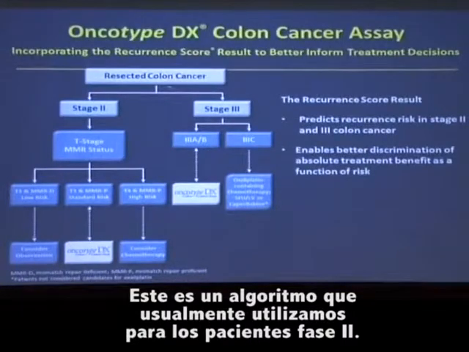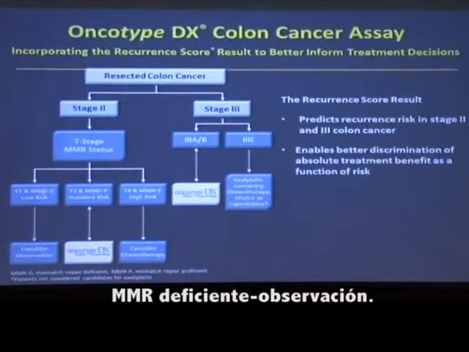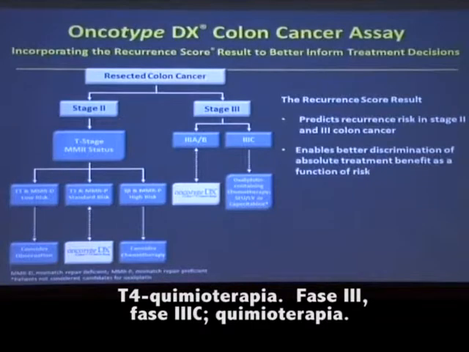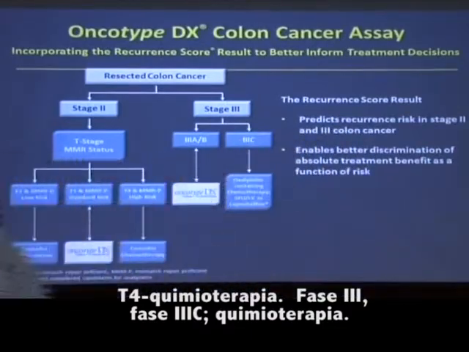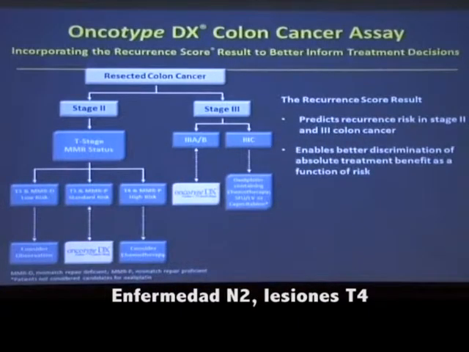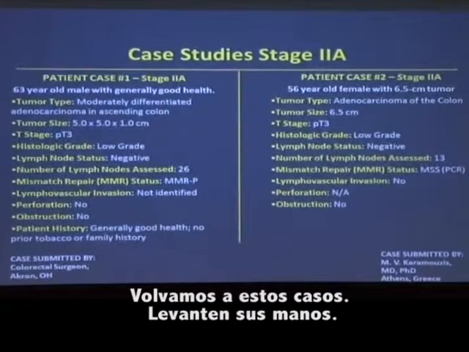So this is an algorithm that we commonly use in stage 2 patients. Those that are mismatch repair proficient, T3, they get tested. MMR deficient, observation. T4, chemotherapy. Stage 3Cs, all get chemotherapy. Again, N2 disease, T4 lesions. Stage 2A, stage 2B, stage 3A, stage 3B, all get tested, okay? All right, so let's finish up. Let's go back to these cases.